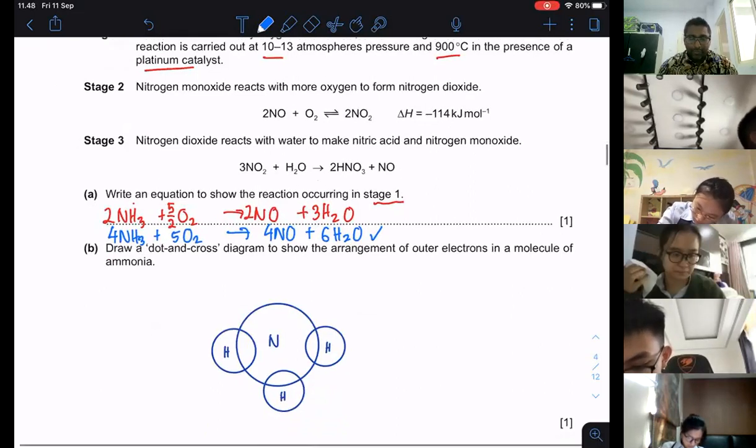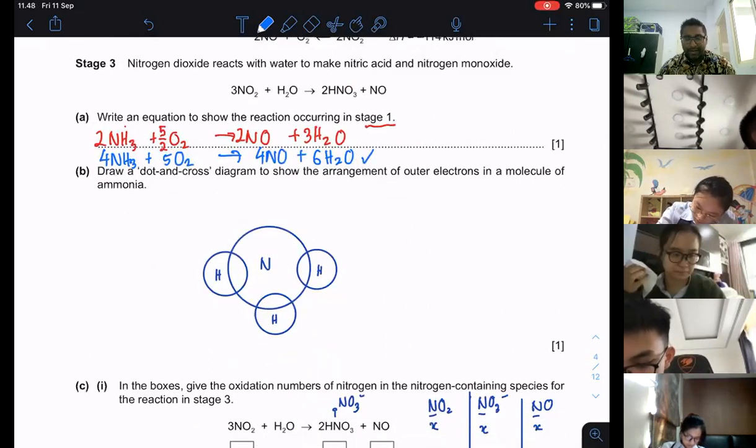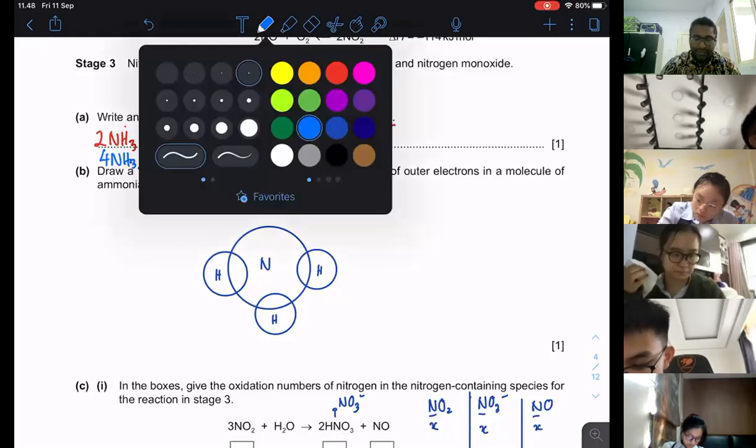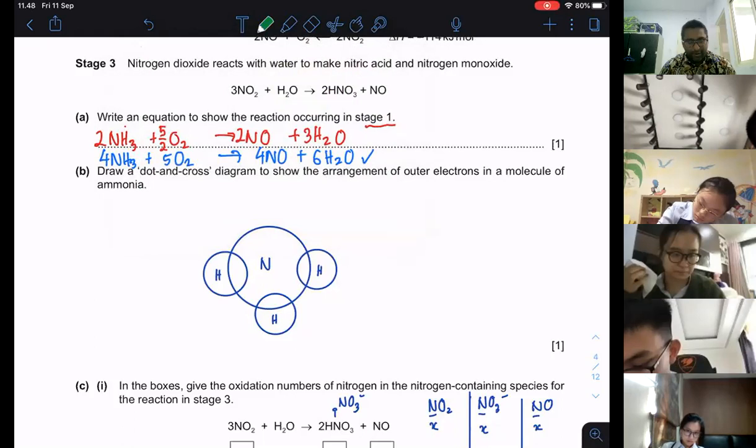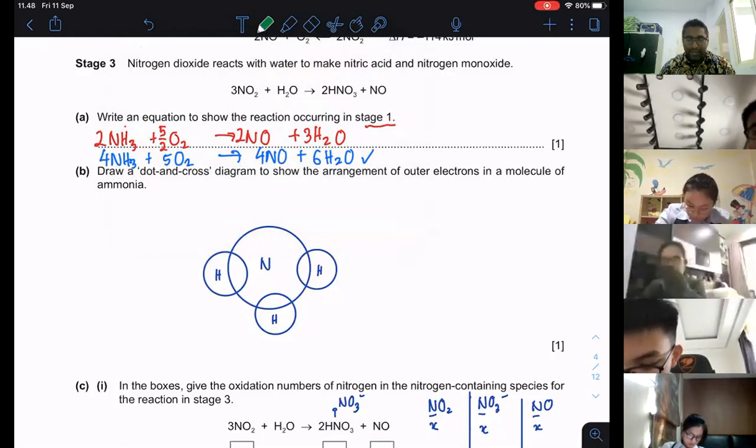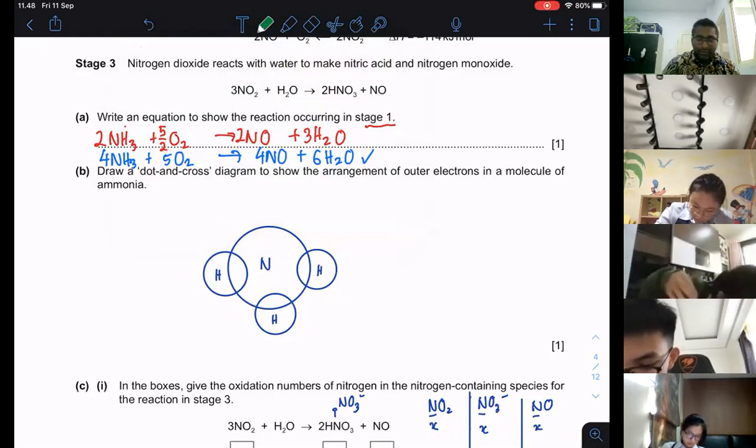Now, draw a dot and cross diagram to show the arrangement. I have actually started earlier. So here I just draw, you have the circles and so on. In a molecule of ammonia, nitrogen is group 15, with 5 valence electrons. So they are going to share with 3 atoms of hydrogen. So ammonia, they share 3. So again, from hydrogen, you will get the X.